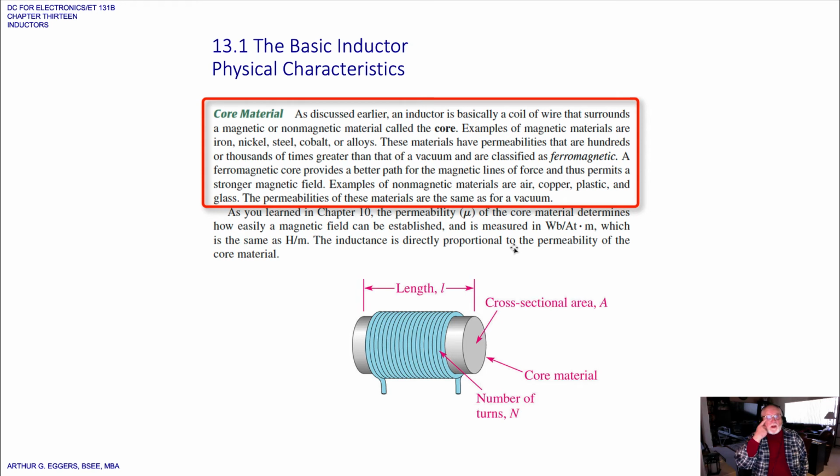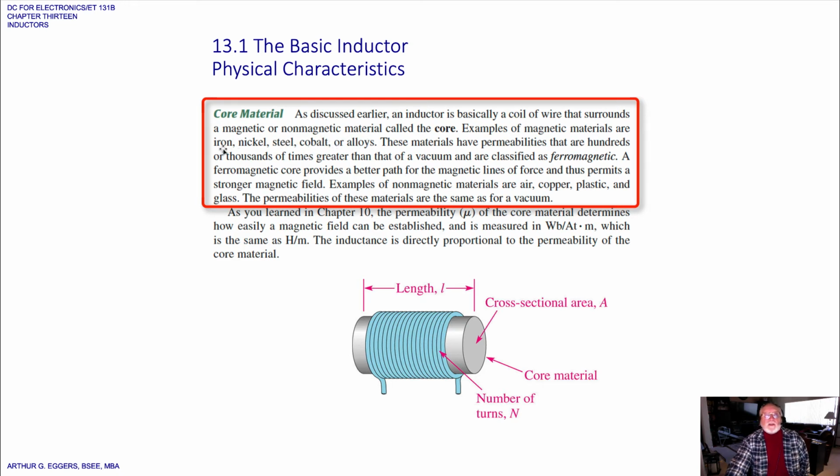So the physical characteristics, you've probably all seen an inductor, a coil of wire wrapped around some sort of material. A ferrous material is typically in the windings or the center part of the windings. So the core material is basically a coil of wire that surrounds a magnetic or sometimes a non-magnetic core. And we're going to find out what the difference here is when we use a ferrous or magnetic material versus air or something that is not magnetic.